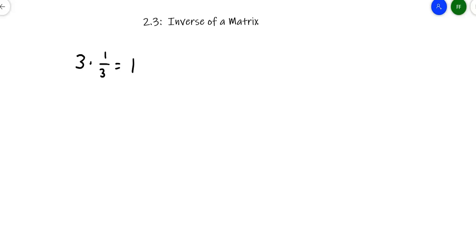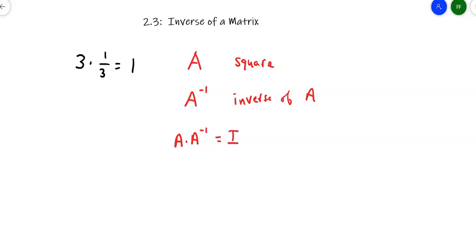Well, in the world of matrices, there's a very similar concept. Suppose you have a matrix A, and that matrix has to be a square matrix, right? This doesn't work for matrices that are not square matrices. The inverse of a matrix, you might label A inverse. So that would be the inverse of matrix A. If you multiply the matrix by its inverse, what you get back is not the number 1, because we're not dealing with scalars. What you get back is the identity matrix, which again is a square matrix of whatever size matrix A happens to be.